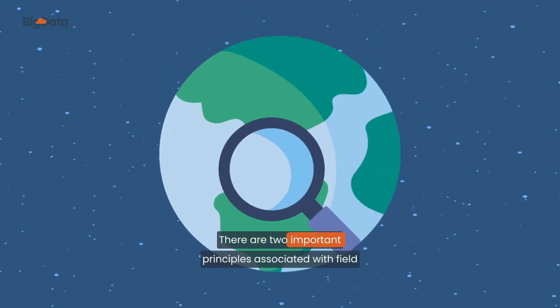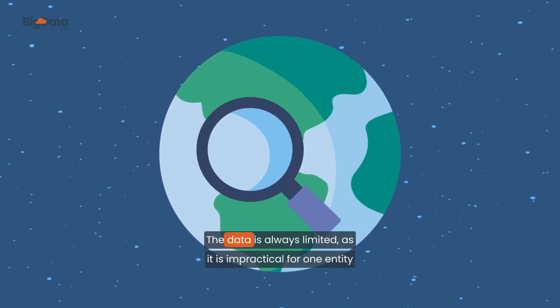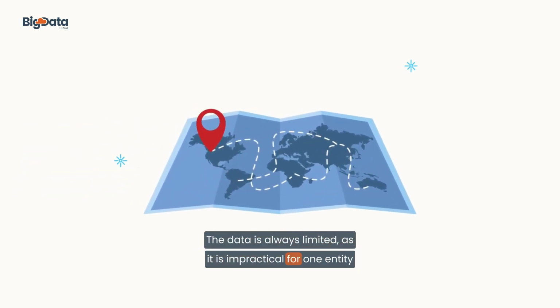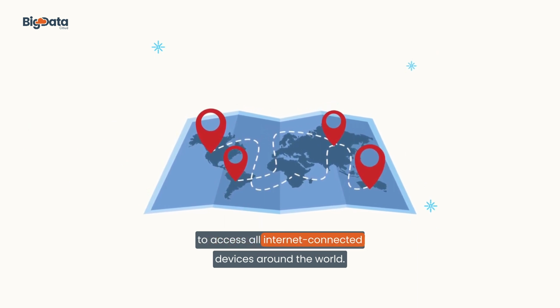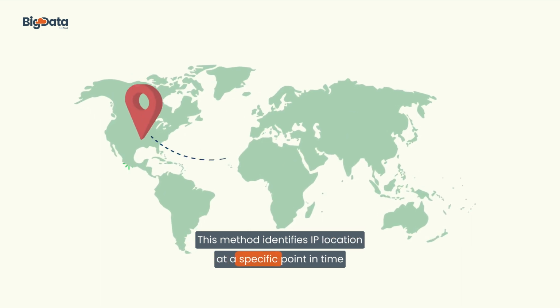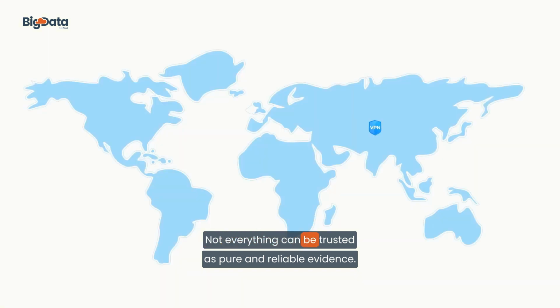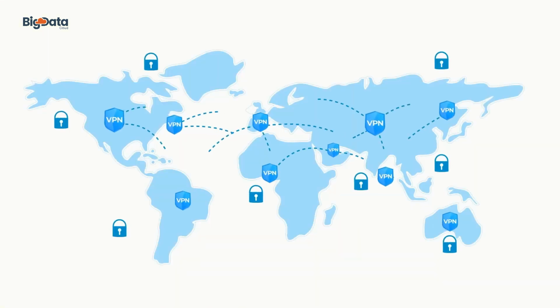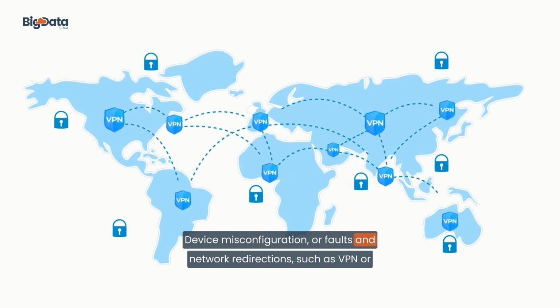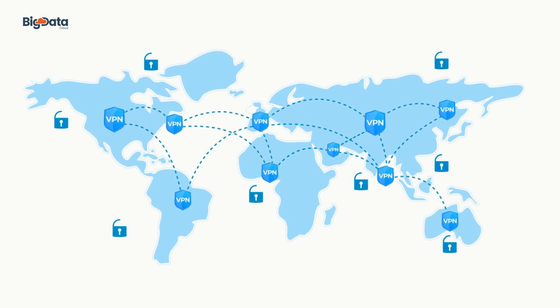There are two important principles associated with field evidence IP geolocation data. The data is always limited, as it is impractical for one entity to access all internet-connected devices around the world. This method identifies IP location at a specific point in time only and is prone to errors. Not everything can be trusted as pure and reliable evidence. Device misconfiguration or faults and network redirections, such as VPN or proxies along the way, are some of the many data inaccuracy scenarios that can occur during the data collection process.